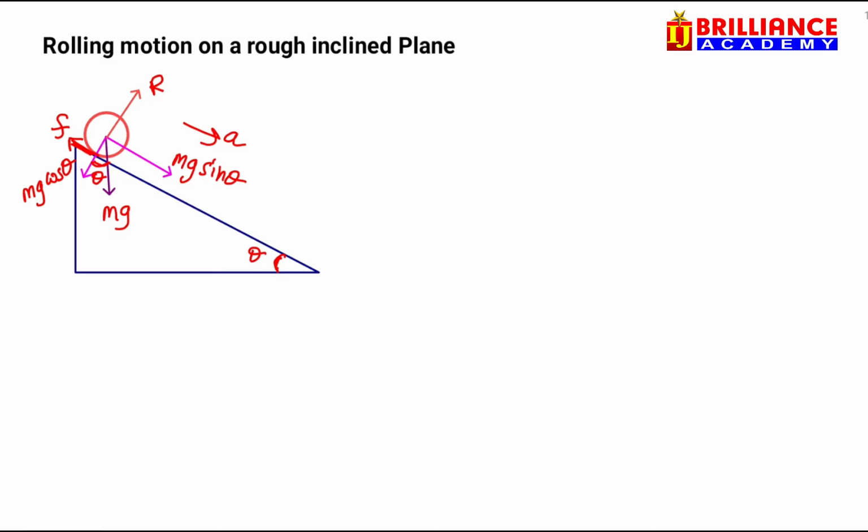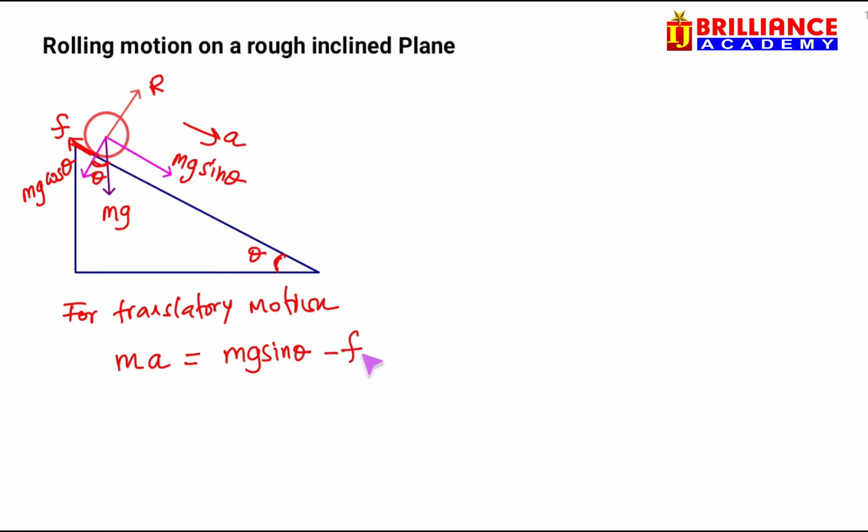Okay, now let's write the formula for force. First let us balance the force for translatory motion. So for translatory motion, the body is rolling down, so ma is the necessary force. Now let's see which is favoring and which is opposing. In the direction of ma you have mg sin theta. So mg sin theta is favoring, and the one acting opposite is the frictional force, minus f. So I can take this as equation 1. This is for translatory motion, where we have balanced the forces.